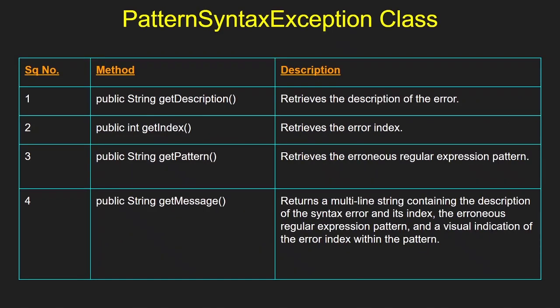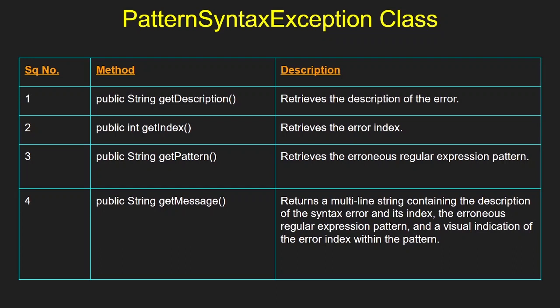Next one is the PatternSyntaxException class. It is not so important, but for the sake of completion of the course, we will see this class also. So here we have 4 methods. First one is getDescription. It retrieves the description of the error, which is very obvious. It will return you the description of whatever error is there in your regex.